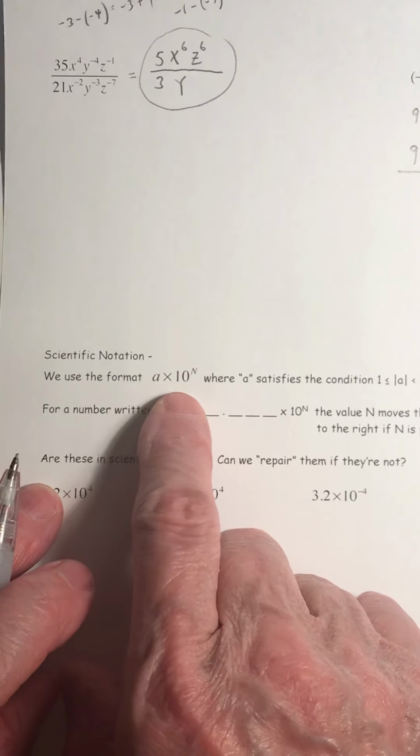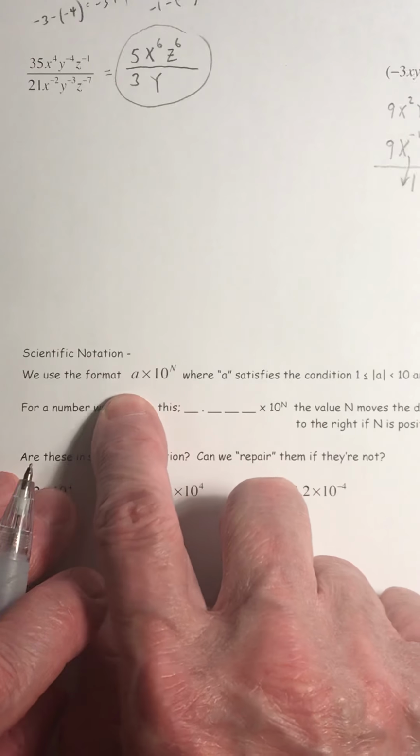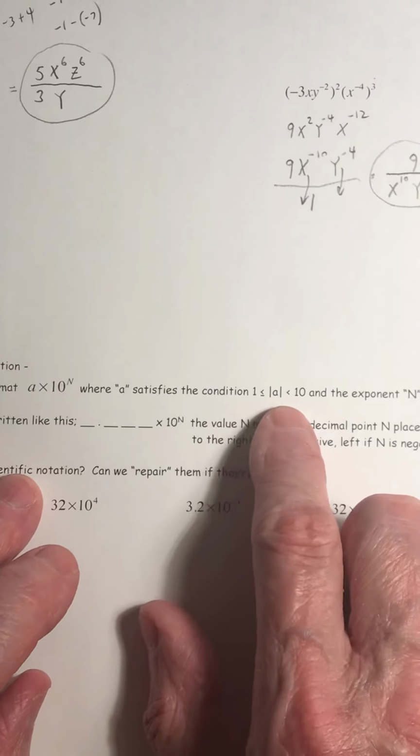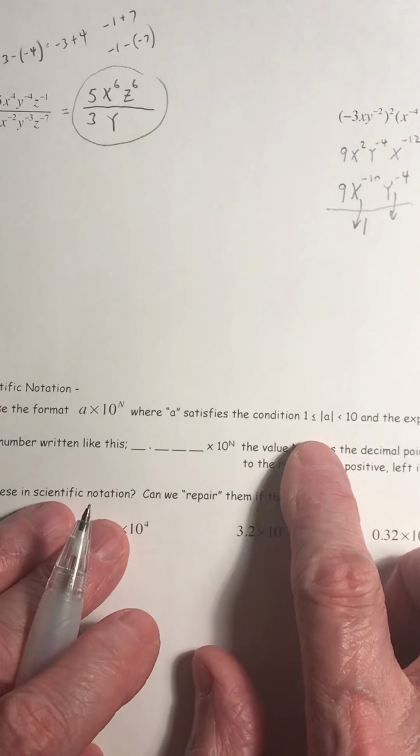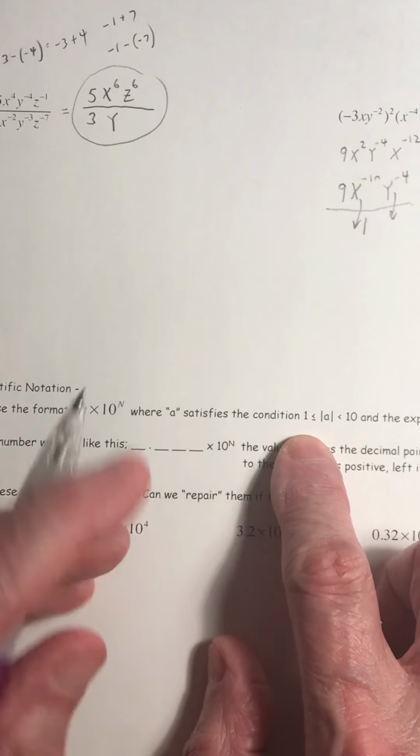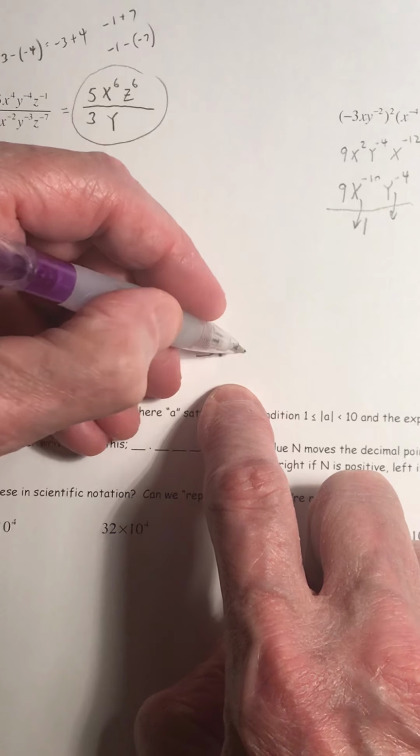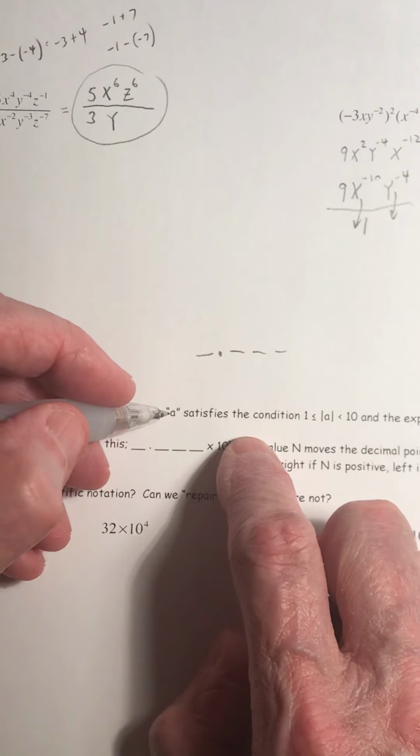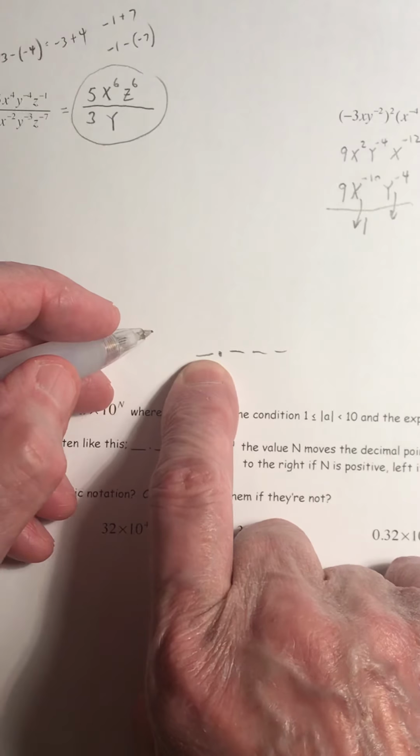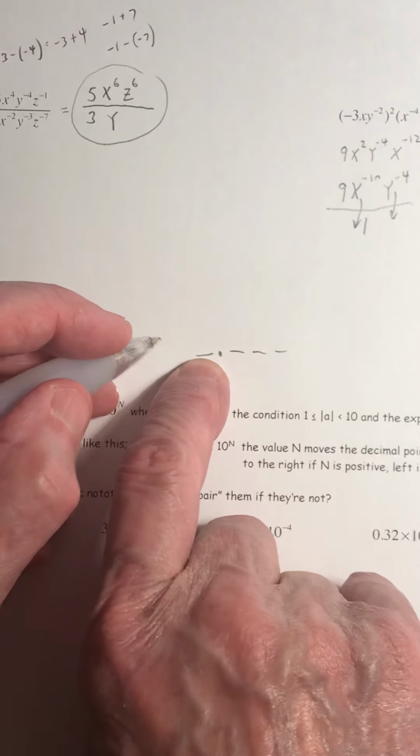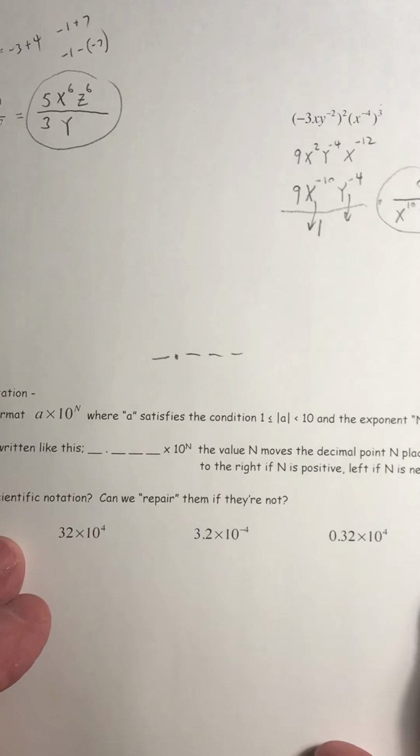We have a number times 10 to a power, where the number here, the a, has to be a number between 1 and 10, its absolute value between 1 and 10. In other words, it has to be a number that has a single digit and then a decimal point and then however many other digits you need. But just exactly one digit there and not a 0. 1, 2, 3, 4, 5, 6, 7, 8, or 9 has to be there, or negative 1, 2, 3, 4, 5, etc. Okay?